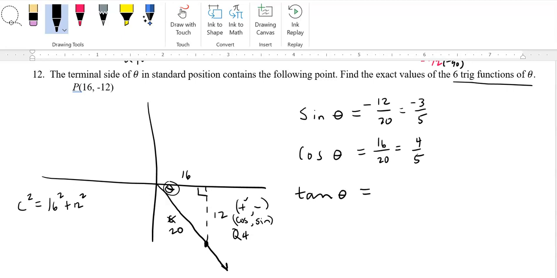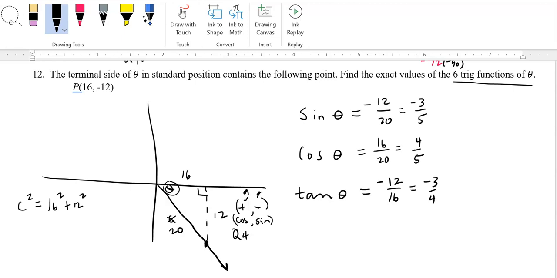Tangent, for theta in this right triangle, is opposite over adjacent. And we also think of tangent as y divided by x. A negative divided by positive makes negative. And then we just need to reduce.